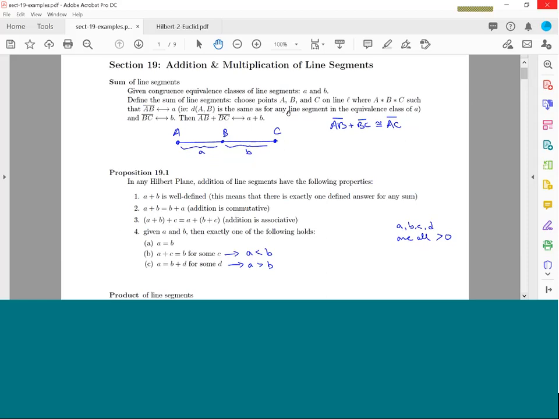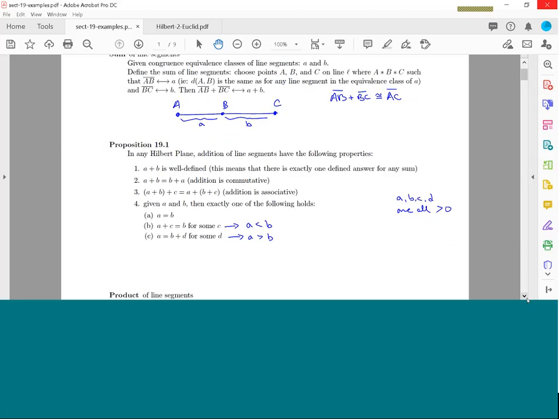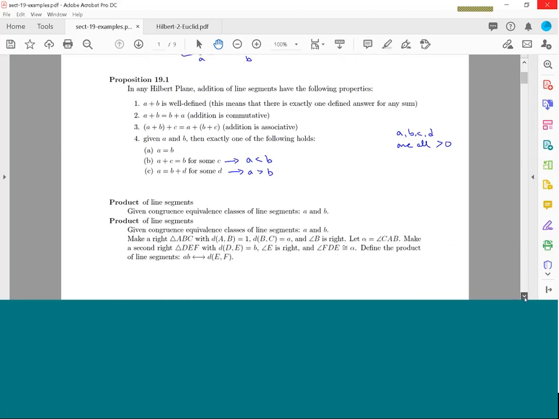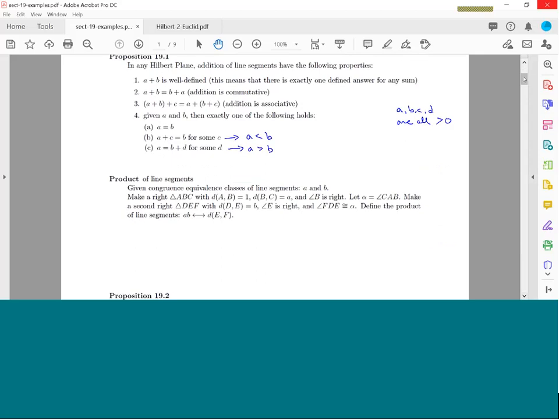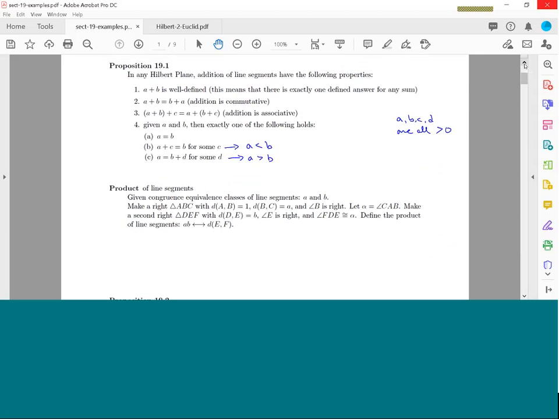Now, this title up here for section 19 includes both addition and multiplication. So while addition was pretty much the same as before, except with the new terms of the equivalence classes, multiplication is actually something we haven't done before. So this one's properly new. Let us scroll down right until we get to the last proposition. So, product of line segments.